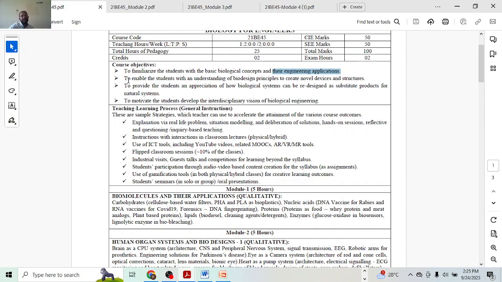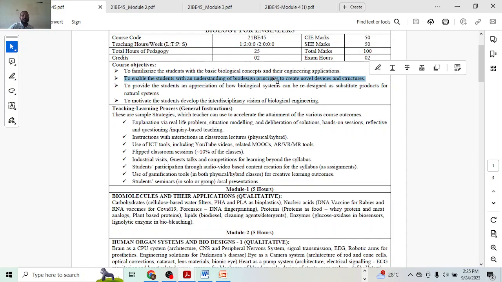That was about CO1. CO2, the second course objective of this particular course, is to enable the students to understand biodesign principles to create novel devices and structures. That is what we have discussed, right? What are the biodesigns? One we discussed in module 2, and biodesign 2 we will be discussing in the next module, like brain as CPU, heart as pumping system, kidney as filtration system, like that.